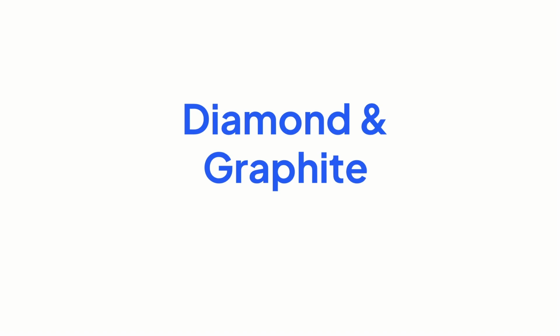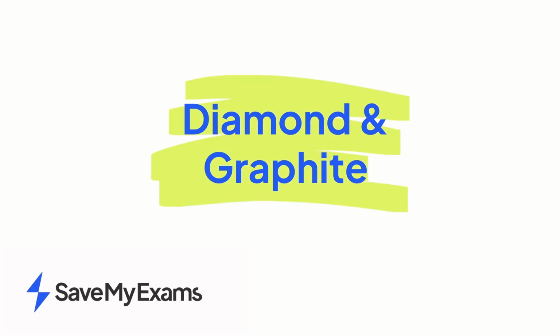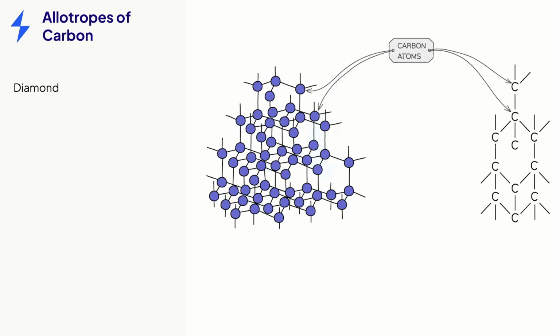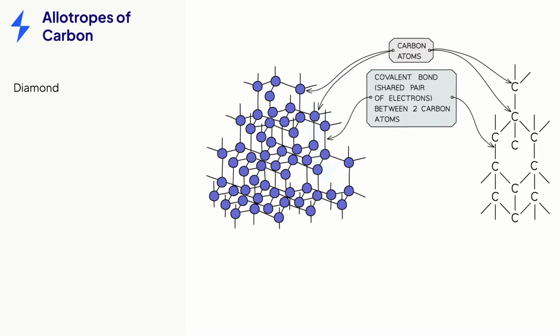This video is on the topic of diamond and graphite. An allotrope refers to one or more forms of a chemical element, and due to the differences in bonding arrangements, they are physically completely different. Diamond is an example of an allotrope of carbon and is also a giant covalent structure. As you have learnt in this topic, diamond contains strong covalent bonds throughout the structure.